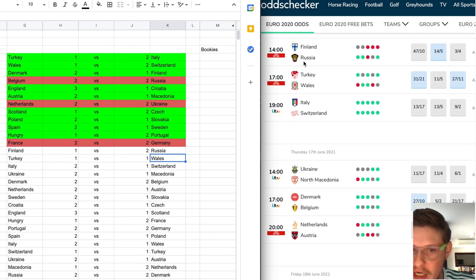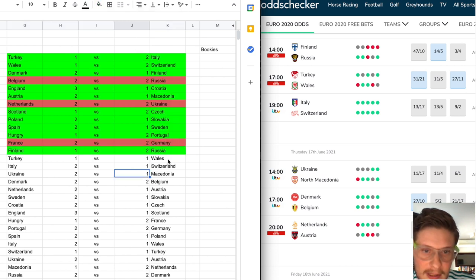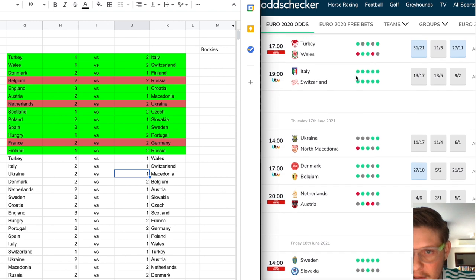Finland and Russia. We're favoring the Russians, and 3 divided by 4, that's the small number, so straight away we can tell that we are correct on that one as well. It's going to be interesting when we go through the actual results to see how accurate we were then. But like I said, we're just comparing ourselves to the bookie.